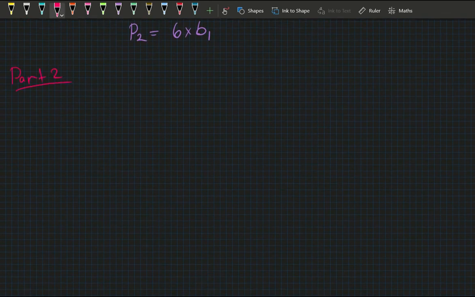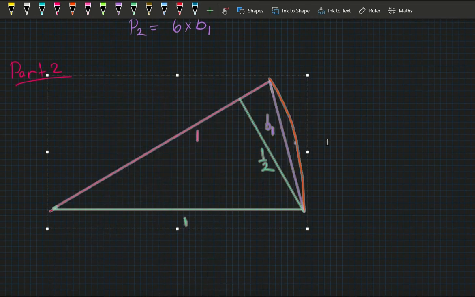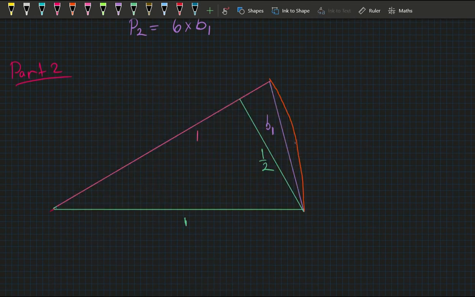And for this I'll need to copy a part of the triangle from part 1, but with some of the outside of the circle drawn in. I'm going to delete this line here because we don't need it anymore. And now we're left with an isosceles triangle that has sides 1, 1 and B1. And I've added L back in there just to give some perspective on where the circle is.